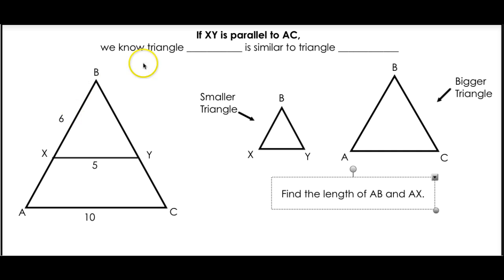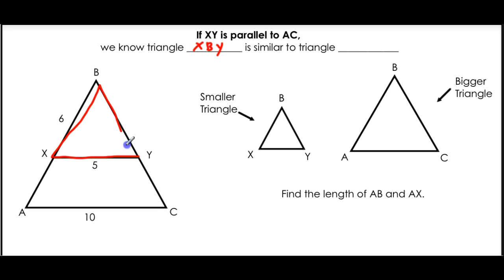All right, now for the second part of our lesson. If we know XY is parallel to AC, then we know that this smaller triangle, XBY, is similar to the whole bigger triangle, ABC. It's a triangle within a triangle, and they're similar.